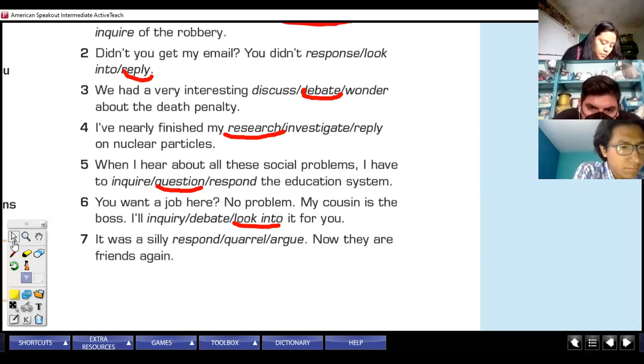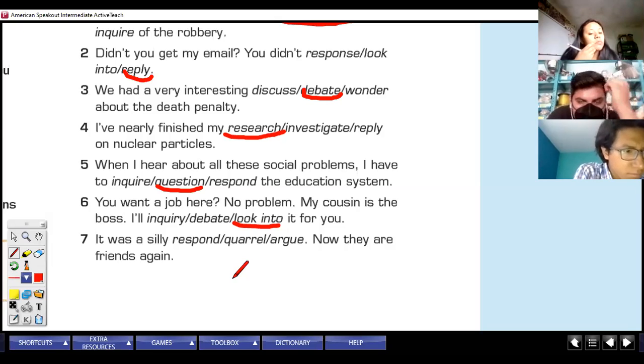It was a slightly fun. No, they are friends again. You need a noun. Necesitamos aquí un sustantivo. ¿Cuáles son verbos? Respond, quarrel, and argue. Tenemos 2 verbos y un sustantivo. El verbo sería. Teacher, what is the meaning of silly? Silly, tonto, o sin importancia. Thank you, teacher. Respond. Respond, it's a verb to respond.